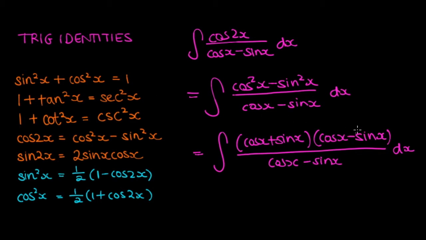So when we cancel these two factors, then we're left with the integral of cosine x plus the integral of sine x.